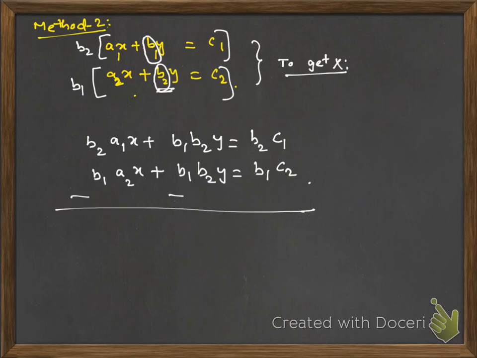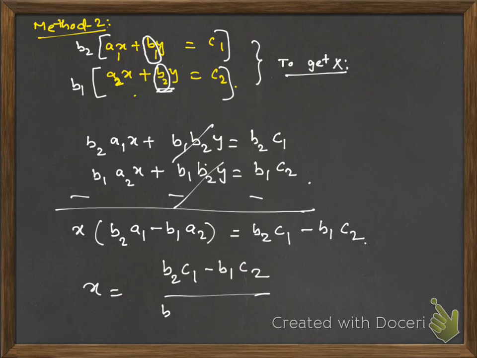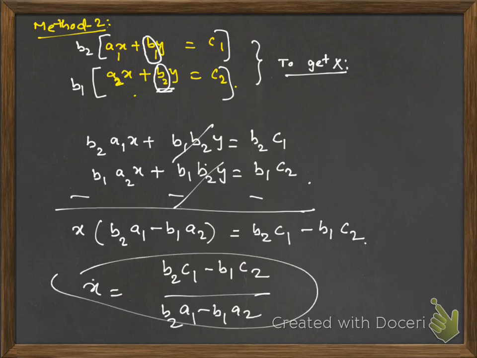Now if you subtract these two, plus and minus will cancel off, so you will get x times b2 a1 minus b1 a2 is equal to b2 c1 minus b1 c2. So finally your x is b2 c1 minus b1 c2, divided by b2 a1 minus b1 a2. So this is your value of x. Similarly, to get the value of y, multiply the equations by the coefficients of x, then you will get the answer. Okay, so now we will apply this to some basic questions.